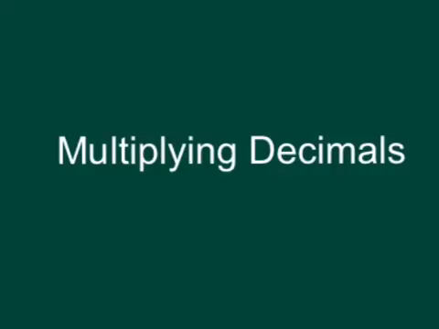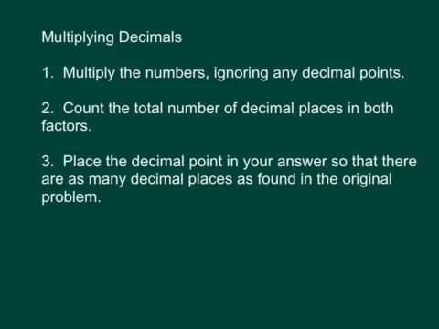In this lesson, you'll see how to multiply decimals using a shortcut. There are 3 steps to the process. First of all, multiply the numbers like you normally would, ignoring any decimal points. Step 2 is to count the total number of decimal places in both factors. And then finally, the 3rd step is to place the decimal point in your answer so that there are as many decimal places as found in the original problem.